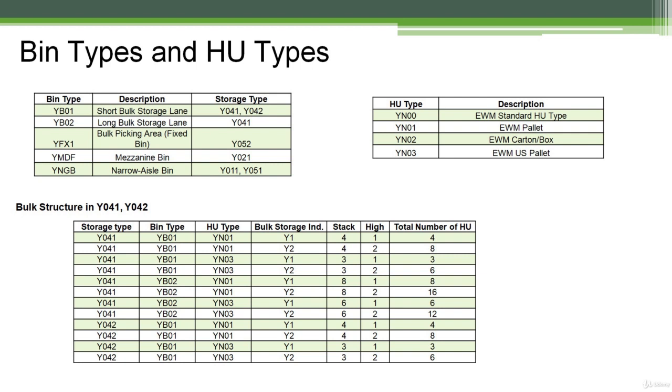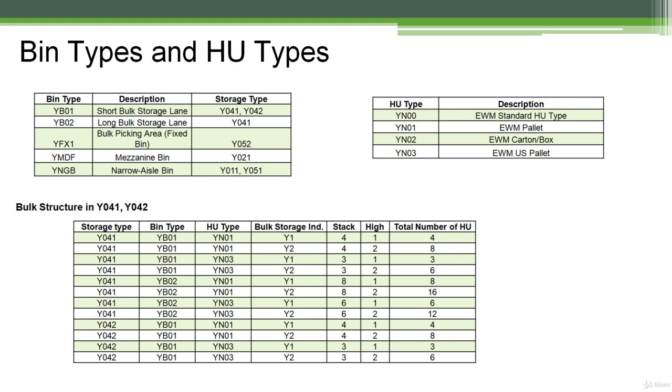So bulk structure is required for storage types where we have bulk strategy. Y041 and 42 have bulk strategy, and the products are kept on the floor in special lanes. They are stacked one behind the other and one above the other. Bulk structure, for example, in 41, if the bin type is YB01, short bulk storage lane, and if I'm getting a standard EWM pallet, four pallets can be kept one behind the other and up to a height of 1, which comprises a maximum of 4 pallets.